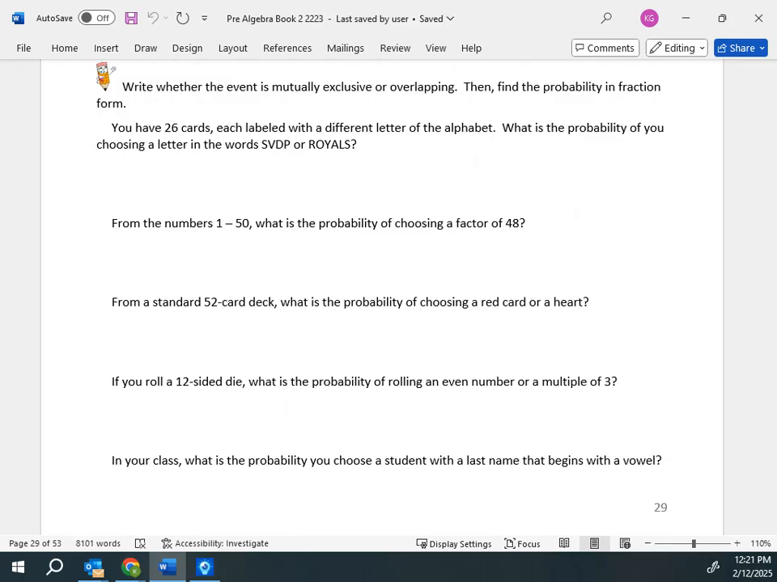I don't know. Does it need to be simplified fractions? Does it always need to be simplified fractions?